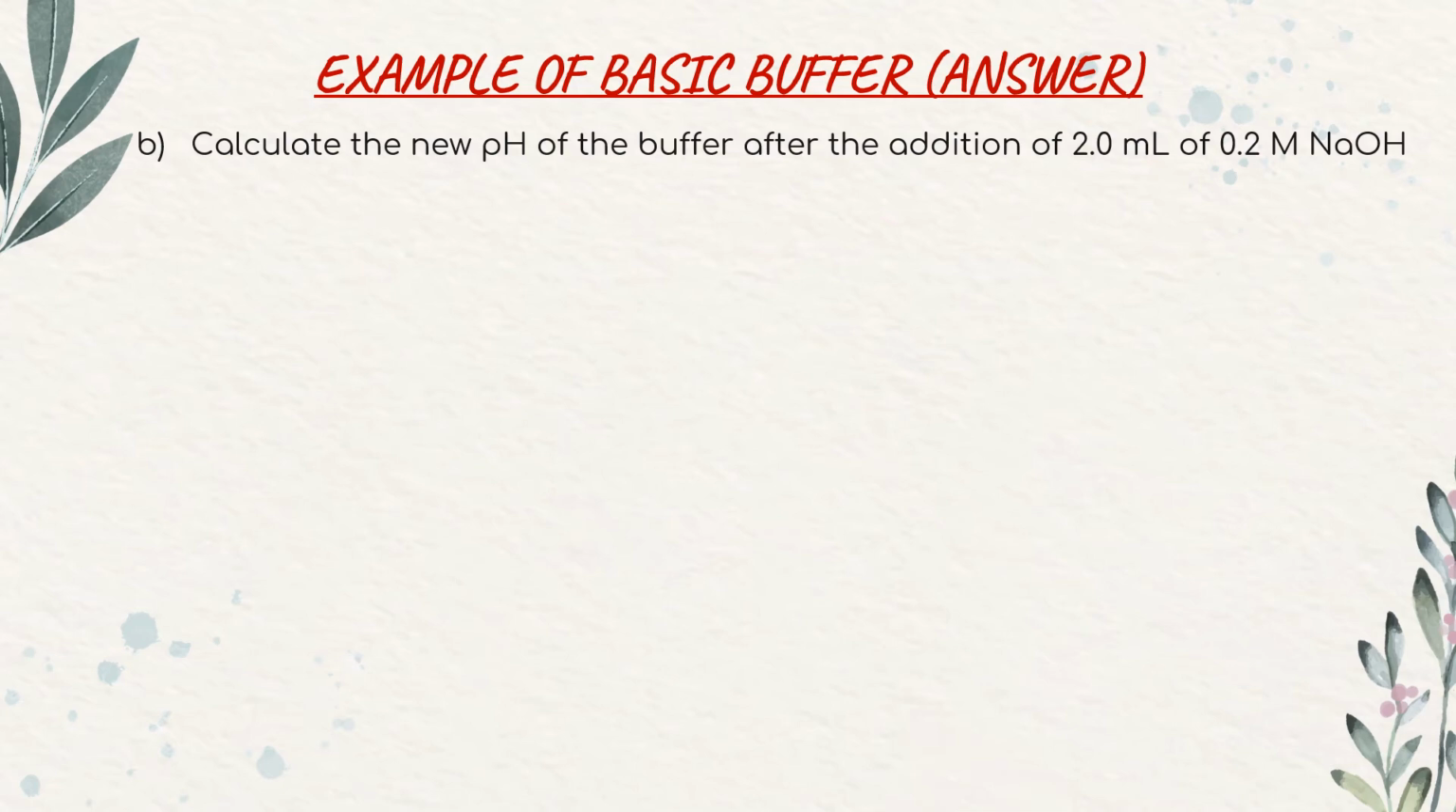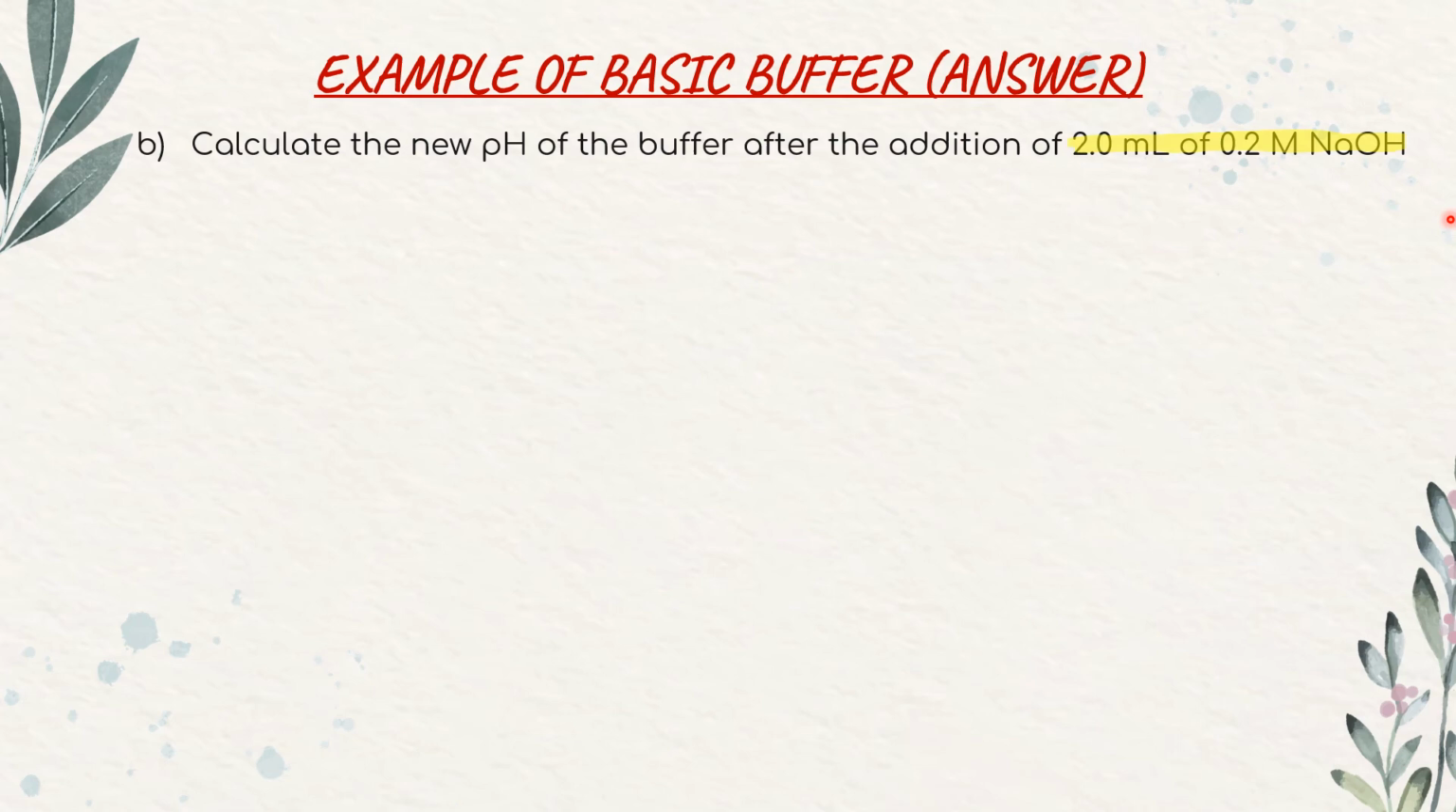Okay, the next example, B. Calculate the new pH of the buffer after the addition of 2 ml of 0.2 molar sodium hydroxide. Again, okay, in this question, apa yang kita ada? Kita ada volume lagi. Okay, so ingat, setiap kali kita ada volume baru, maksudnya apa? When we have a new volume, kita kena ada concentration yang baru.